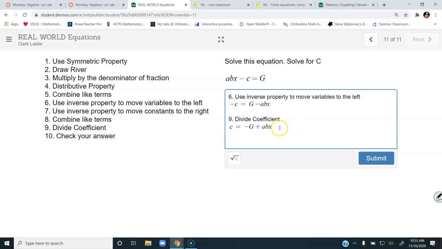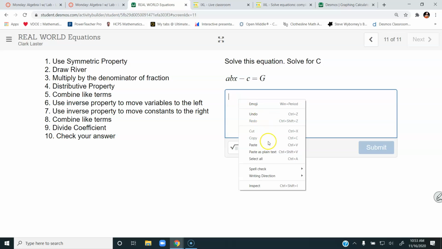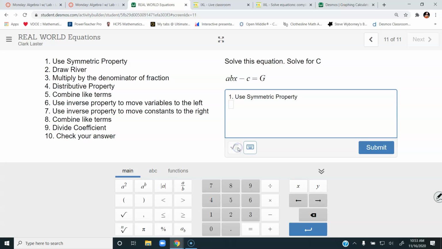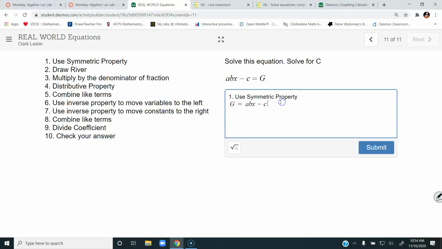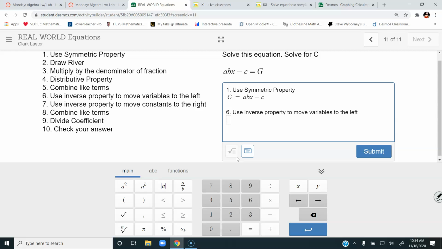all right, so this is another way to do the same problem. I could have used the symmetric property for a second, and I know that the C is already on the left, but it's a negative. So I could have said G is equal to ABX minus C. And then I could have used this inverse property right here. I'm going to make this G plus C is equal to ABX, right?